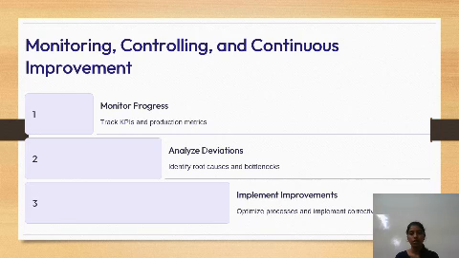Monitoring, controlling, and continuous improvement. Monitor process: it tracks KPIs and production metrics. Analyze deviations: identify root causes and bottlenecks. The next is implement improvements: optimize processes and implement corrective measures.